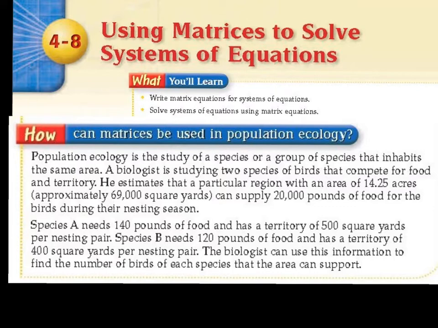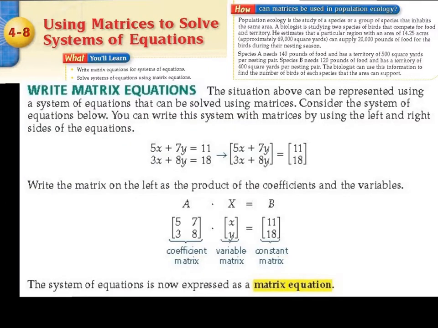He estimates that a particular region with an area of 14.25 acres, approximately 69,000 square yards, can supply 20,000 pounds of food for the birds during their nesting season. Species A needs 140 pounds of food and has a territory of 500 square yards per nesting pair. Species B needs 120 pounds of food and has a territory of 400 square yards per nesting pair. The biologist can use this information to find the number of birds of each species that the same area can support. The situation above can be represented using a system of equations that can be solved using matrices.